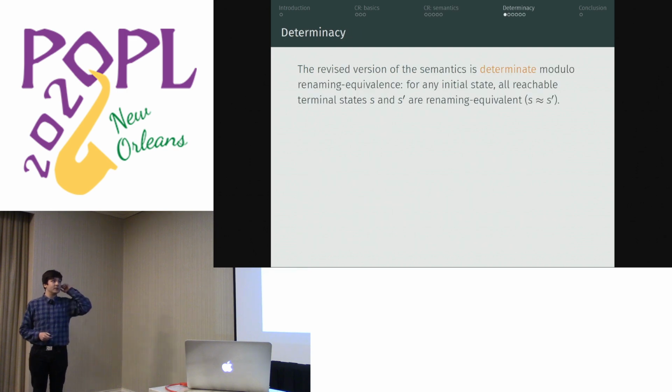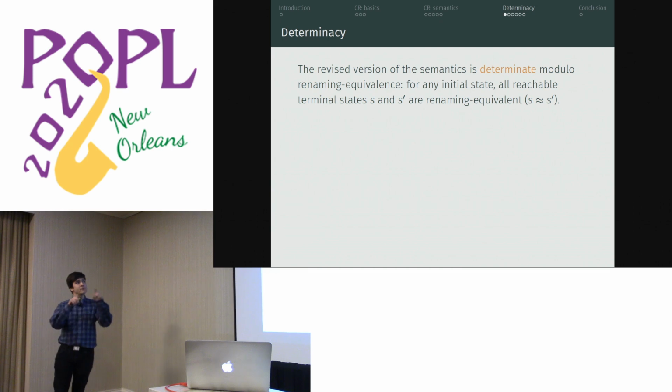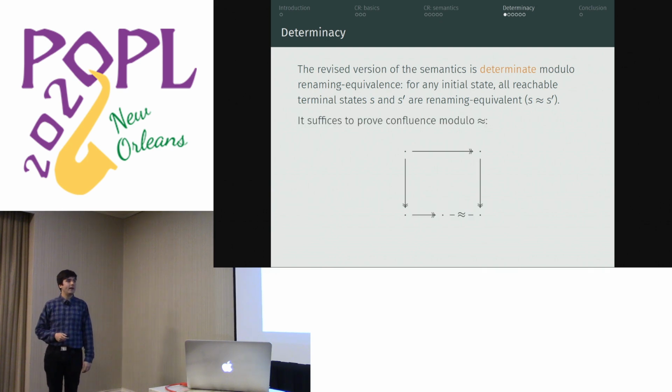Okay, so determinacy. This statement is, of course, modulo renaming equivalence. For any initial state, all the reachable terminal states are renaming equivalent. And as a standard way of proving this, it suffices to prove confluence modulo equivalence, which is also what the original authors do. So this is the many-step relation.